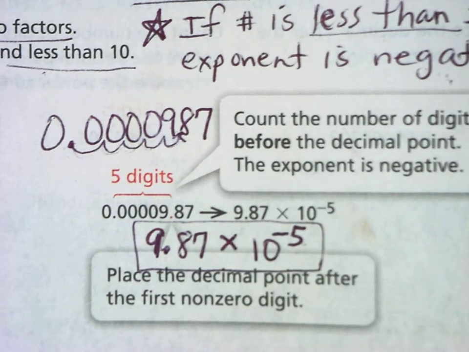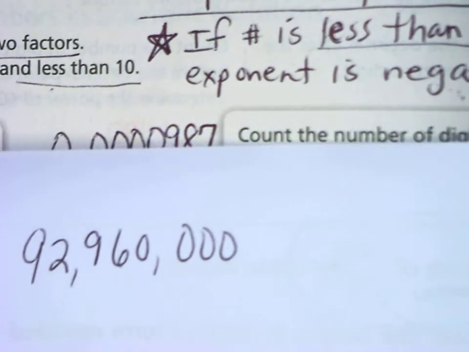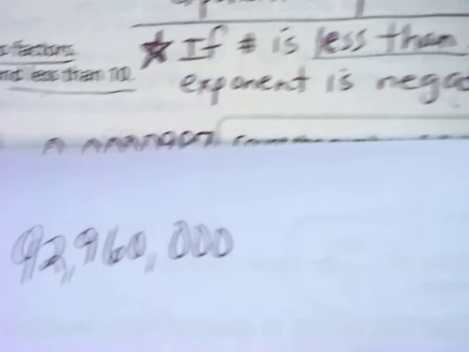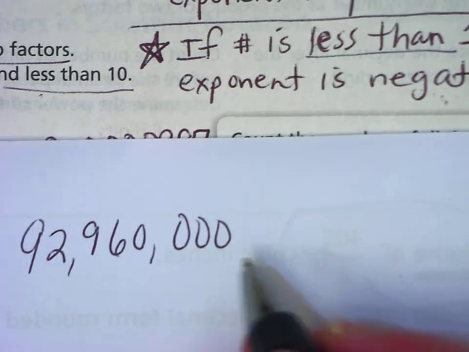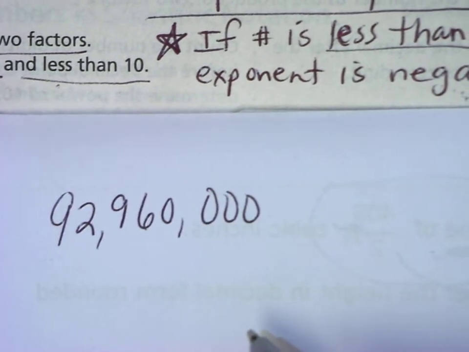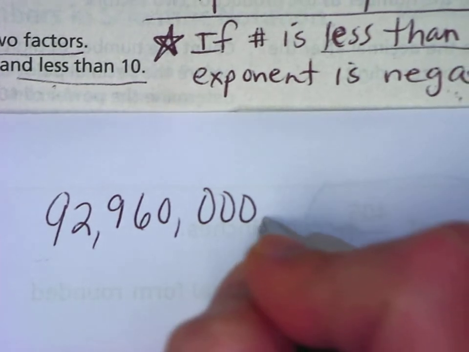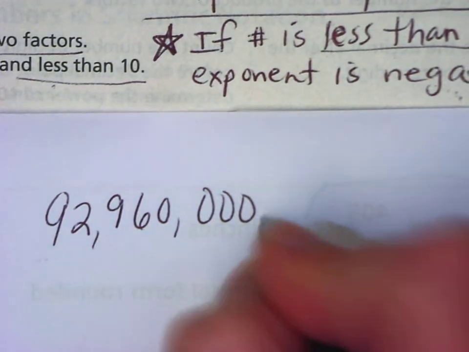Okay, so let's practice a few of those. Let's take a look at this first one, 92,960,000. Again, your number is more than 1, 92 million and something, so I know my exponent is going to end up being positive. Here's the decimal in a number that doesn't show it, a whole number. It's always at the end.